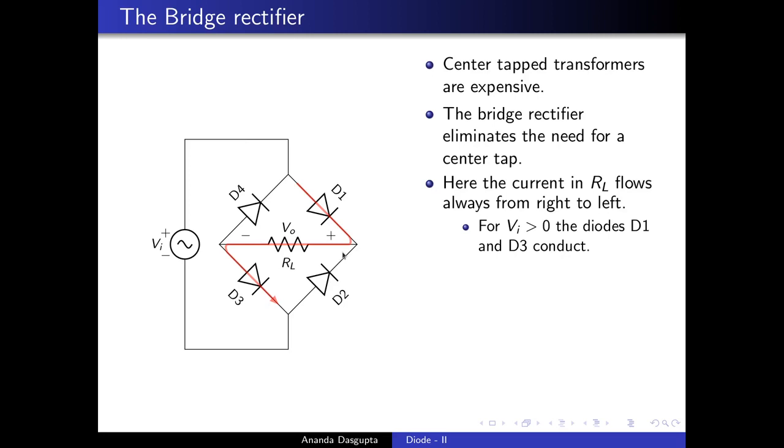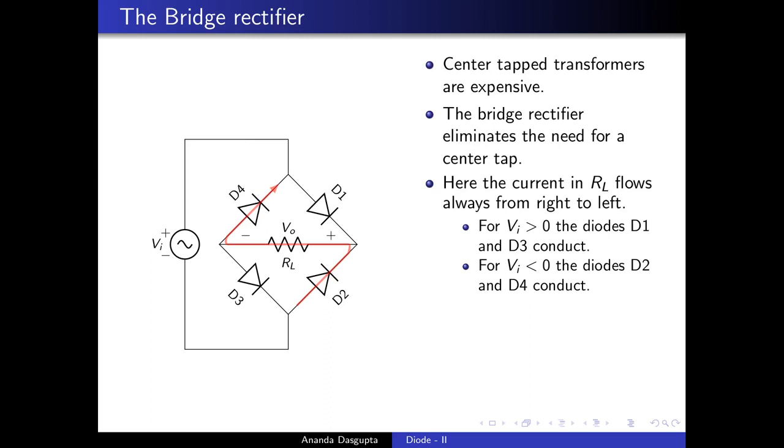For negative Vi, the argument is very similar, and you can easily argue for yourself that in this case the voltage drop across D1 and D3, which are now reverse biased, will also have the highest possible magnitude of Vp. So this is what the peak inverse voltage is.